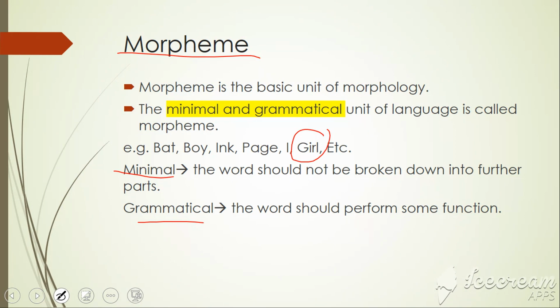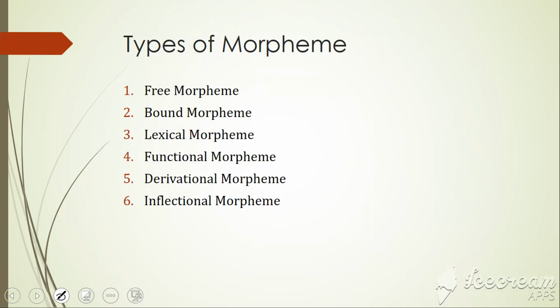For example, we have a word girl, we have a morpheme girl. It cannot be broken down into further parts, but simultaneously it is providing some kind of sense, it is providing meaning. Like these, there are many other examples I have mentioned in this slide. These are all morphemes. These are minimal units. These units cannot be broken down into further parts, and they also have some sense, they also perform some grammatical functions as well.